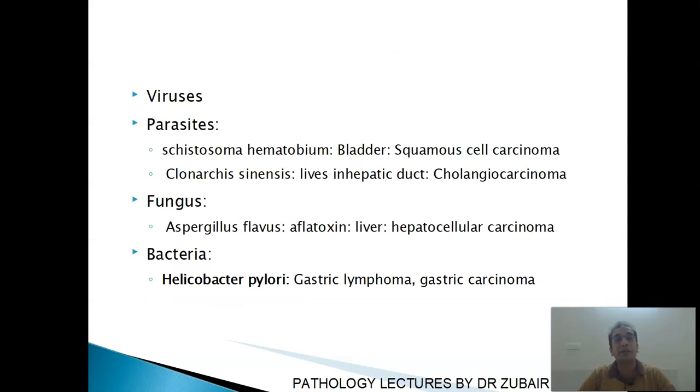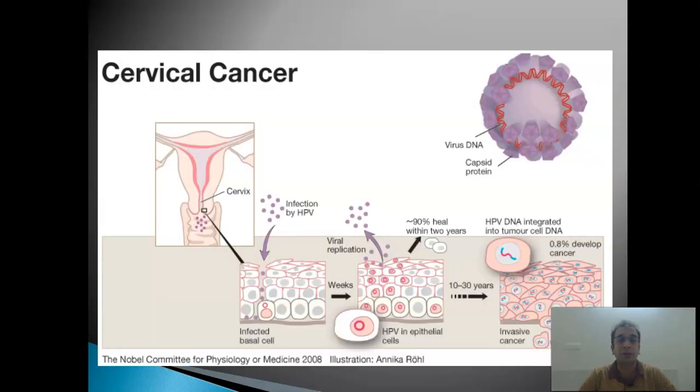So parasites: Schistosoma haematobium in the bladder can cause squamous cell carcinoma. Opisthorchis sinensis in the liver can cause cholangiocarcinoma. Aspergillus flavus in the liver can cause hepatocellular carcinoma. Helicobacter pylori can cause gastric lymphoma, gastric carcinoma.